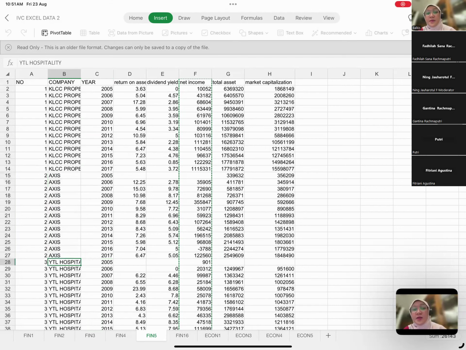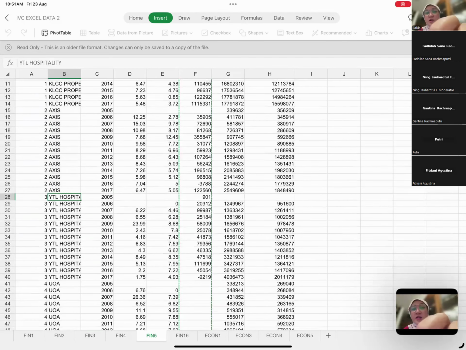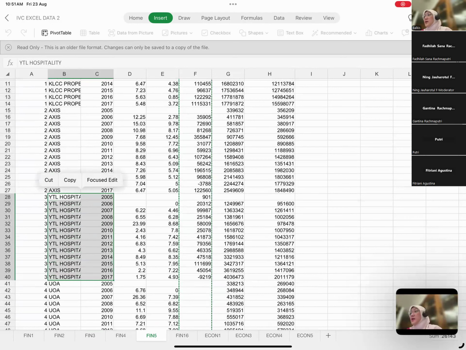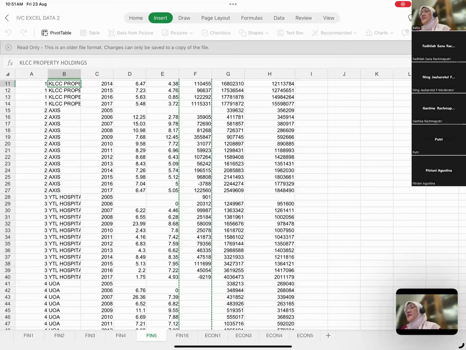Then the third company we have here is YTL Hospital. YTL Hospital data for net income, total debt, and also total asset. We have several years, from year 2005 until 2017. Because we have several entities and for several years, we call it panel data.